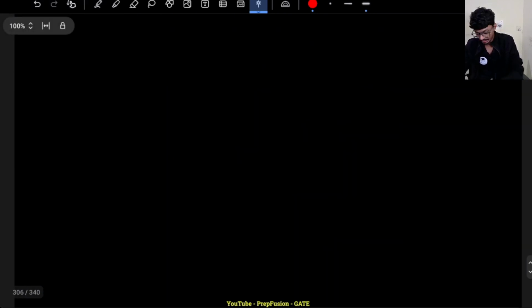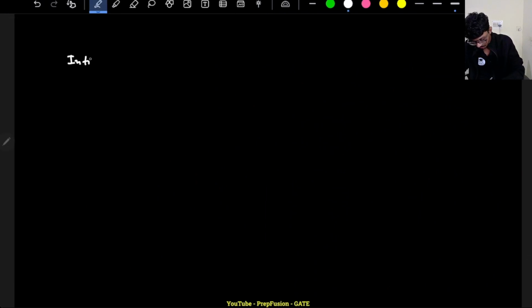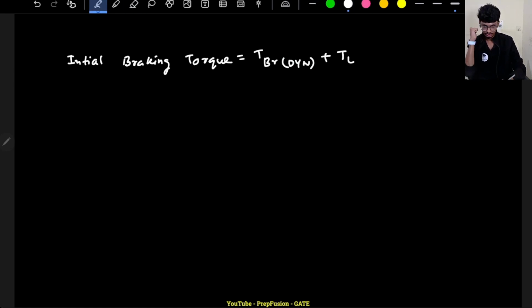Now remember, if they are just asking you initial breaking torque, if this term is mentioned initial breaking torque, then your actual value of torque will be equal to T brake due to dynamic braking plus the load torque, because load torque is also providing an opposing torque, right? So that also will be included in the braking torque, right? So what is the value of load torque?